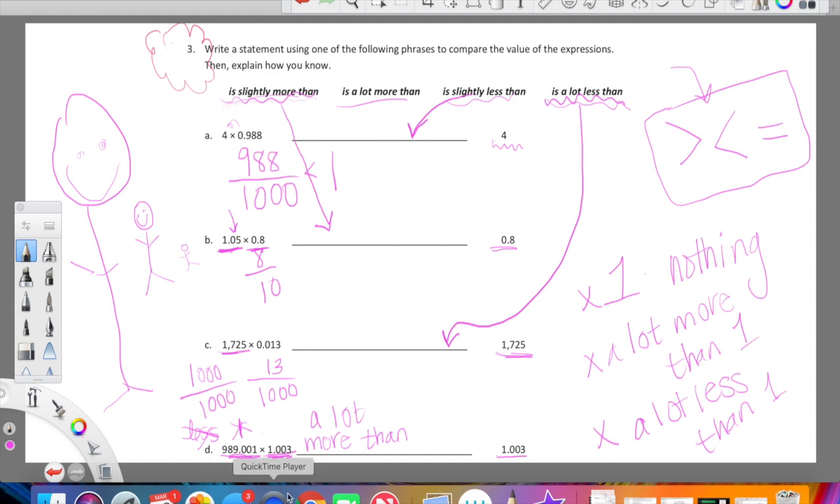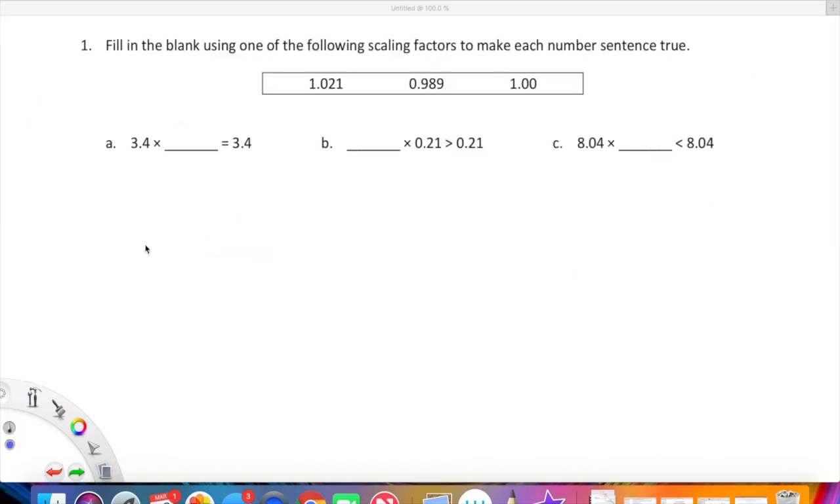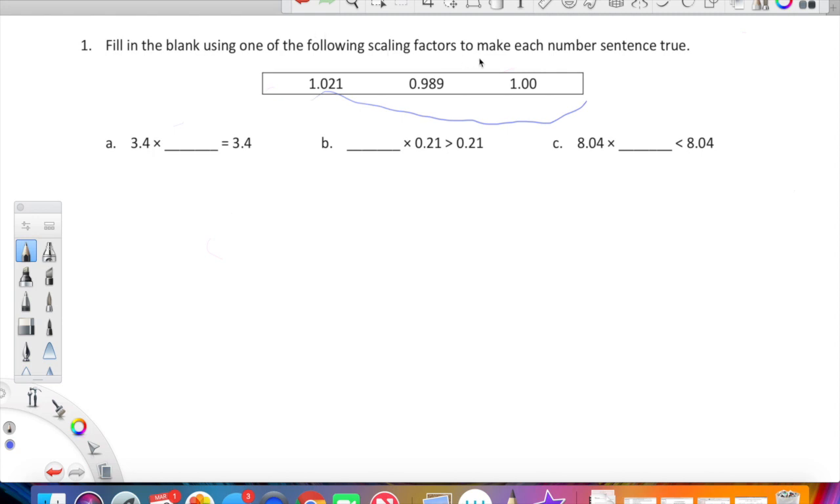Let's go. Okay, so we're doing number 1. Fill in the blank using one of the scaling factors below to make each number sentence true. So right here we have 3.4 times blank equals 3.4. So we're trying to make it the same, no changes. So it would obviously be 1.00.